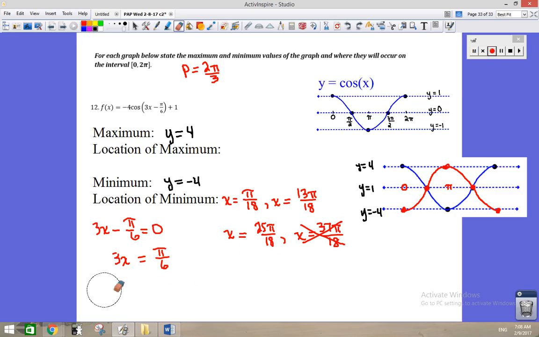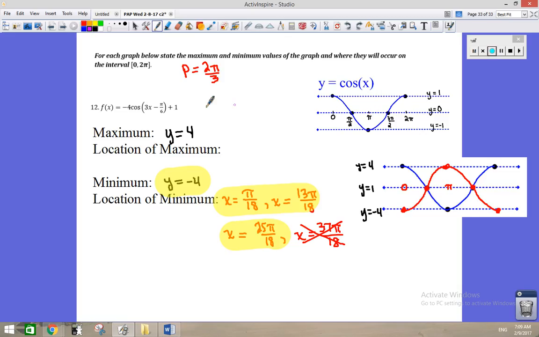So I'm going to erase this and just change color. I want to keep that because, well, I guess you already have it written down that this is your answer for the minimums. Alright, so what about the maximum? Well, normally a minimum is occurring here at pi, but because of this reflection, at pi I've got a maximum.